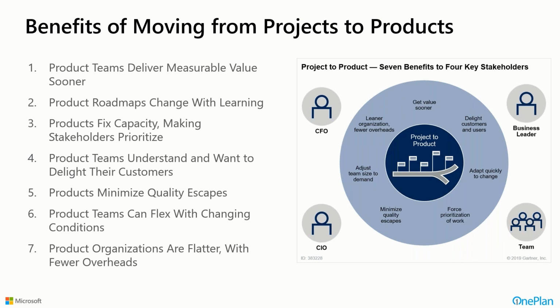And then also, because we're delivering incrementally in smaller chunks, testing for quality gets easier, because we're not touching so many different things at any one given time, and we have specific themes and focus areas. So the quality tends to be better as we come out. And then the product teams can flex with changing conditions.